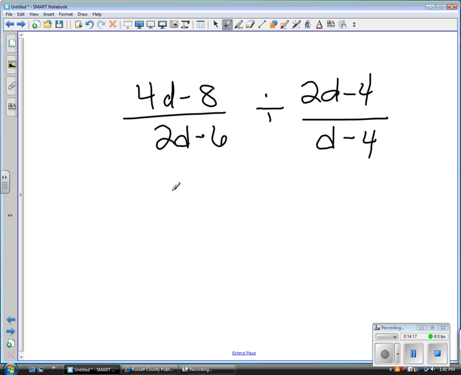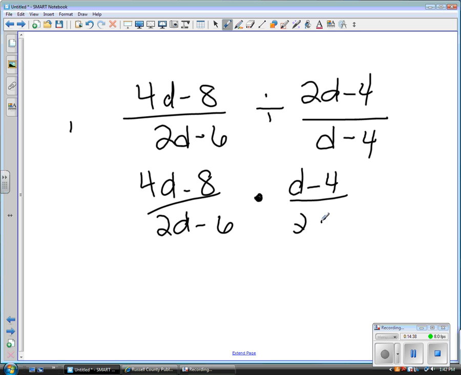All right, Elijah, tell me your first step. Okay, keep the first. Okay. Do what? Say it louder. Change it to multiply. Flip the second, okay? Everybody good with what he has so far? Alright, now what? Is there anything I can factor out of this right here? Do they share anything in common each term? A 4. So let's pull out a 4. So I have 4 times D minus 2.